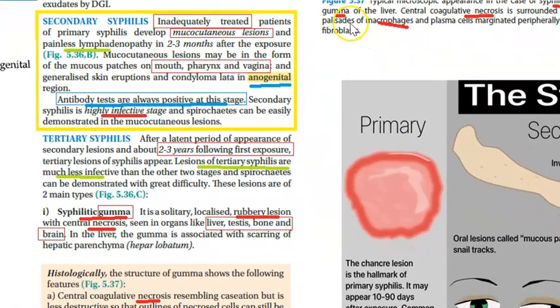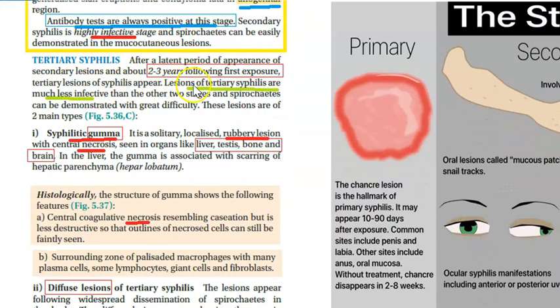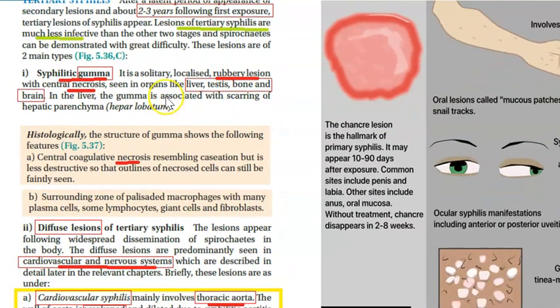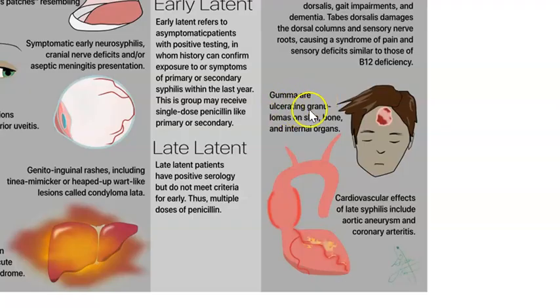Then that is the primary syphilis. Secondary syphilis, what are you seeing? Highly infective stage, they have said, okay. Then coming to tertiary, what did you see here? Syphilitic gumma, rubbery lesion, okay. Then you have the cardiovascular syphilis, which is affecting the thoracic aorta, right? Neurosyphilis, affecting the meninges, tabes dorsalis, affecting the spinal cord. Gummas are ulcerating granulomas on skin, bone and internal organs.